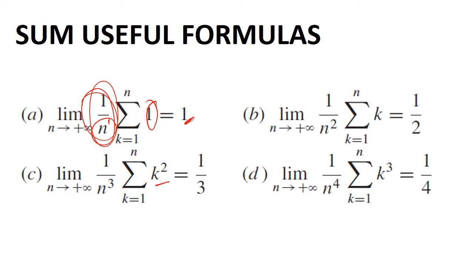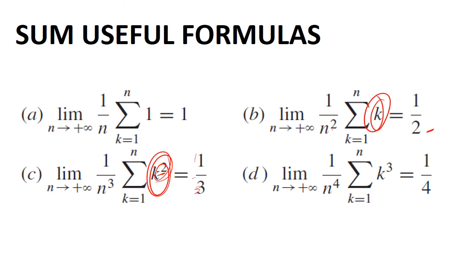Kung k squared, tapos n cube yung nasa labas, 1/3 yung sagot. Pag k, tapos n squared yung nasa labas, 1/2 yung sagot. So, basically, ang susundin mo is kung ano man yung exponent na n dun sa labas. Or, kung gusto mong sundin naman si k, dadagdagan mo lang ng 1. So, k squared to, so ang sagot 1/3. Kasi 2 plus 1 is 3, kaya 1/3. K ito, so 1 plus 1 is 2, kaya 1/2. K raised to 3 ito, 3 plus 1 is 4, kaya 1/4.